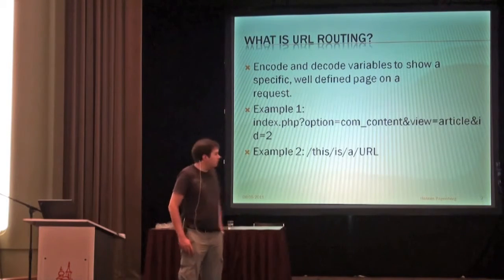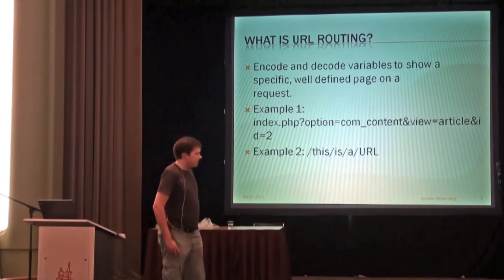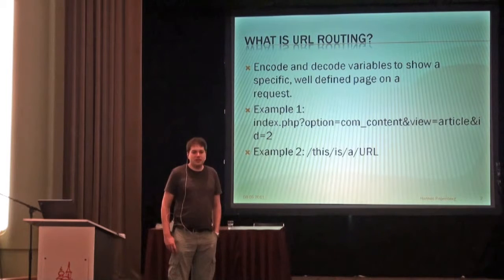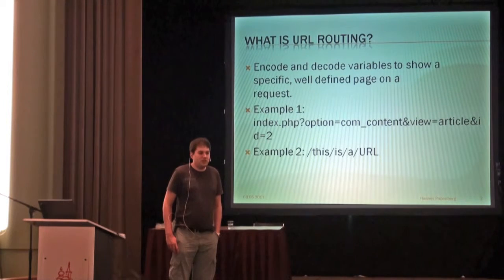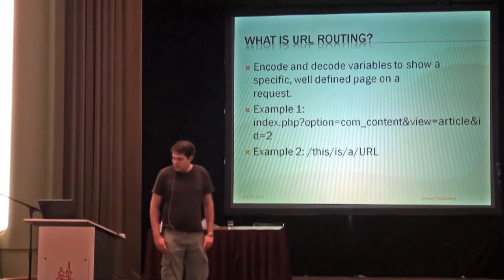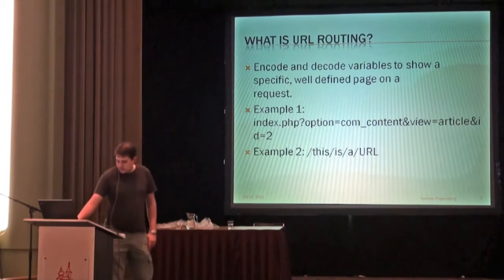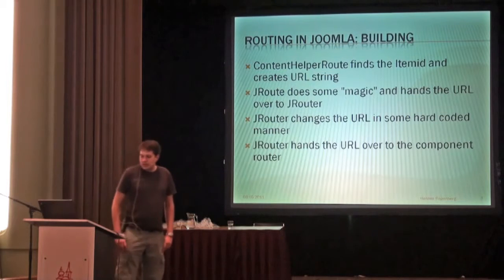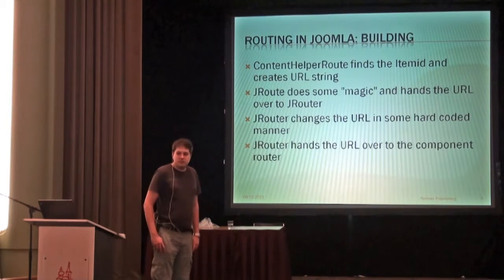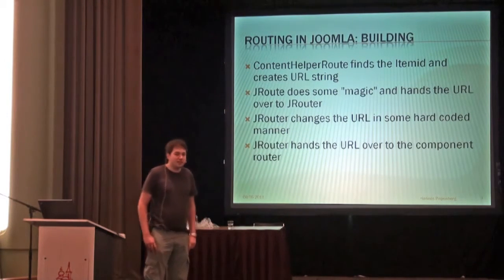So you see the first example, we all know that one. And the second example would be how the SEF routing comes out at the end. And the biggest problem in Joomla is its complexity in this area. Basically, everybody that I talk to says, okay, URL routing in Joomla is like a black art, like black magic.